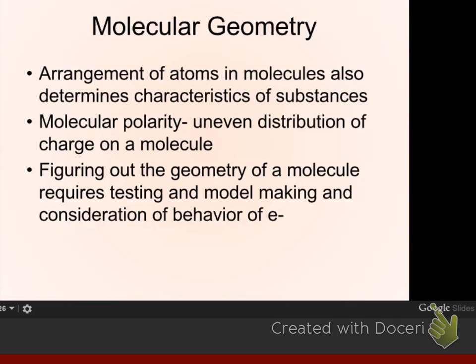We said in metals, the arrangement of the individual atoms determines their characteristics. In ionic compounds, the fact that these ions are all packed together and there's heavy-duty attraction between the cations and anions, that determines their characteristics. Well, in molecular geometry, things that are held together covalently, the same is true. So the shape of the molecules can actually determine how the substance behaves, and we can figure out the shape of the model. And this is where we come down to testing and model making.